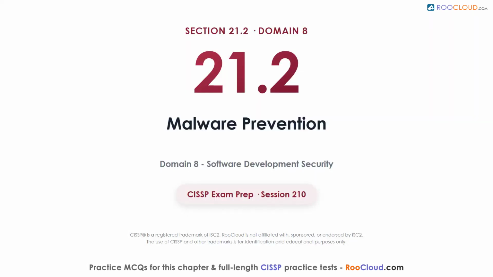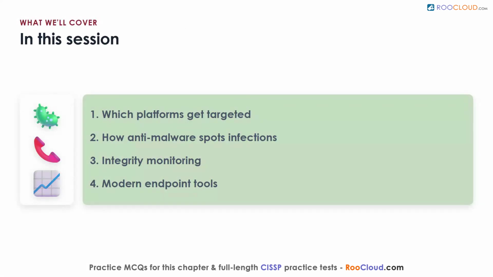Welcome to section 21.2. This is the 210th session of the CISSP exam prep series. In this session, we'll shift from threats to defenses. We'll answer several questions. Which platforms actually get targeted by malware? How does anti-malware software spot infections? How does integrity monitoring catch quiet tampering? And what do modern endpoint tools add on top?